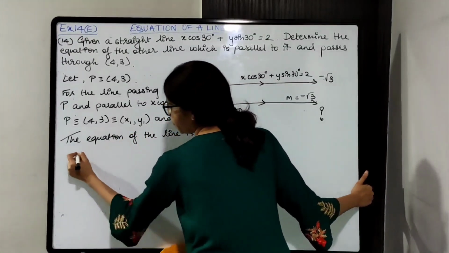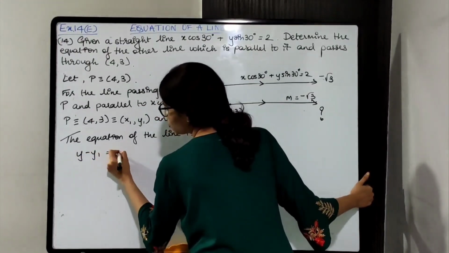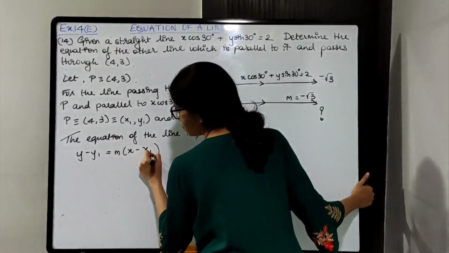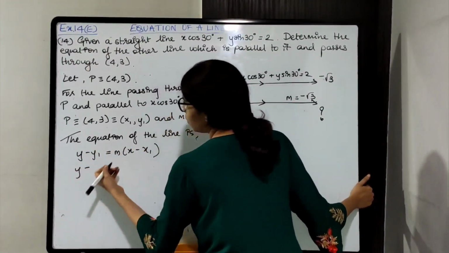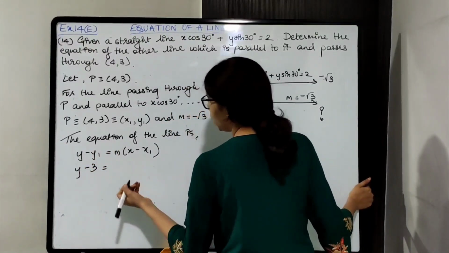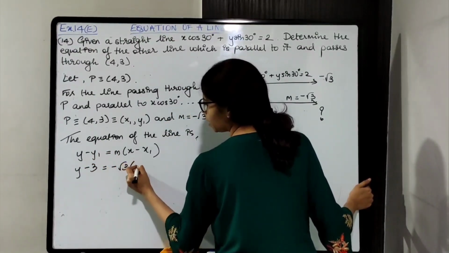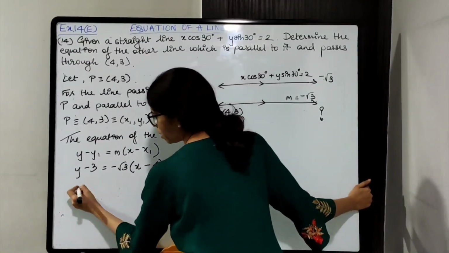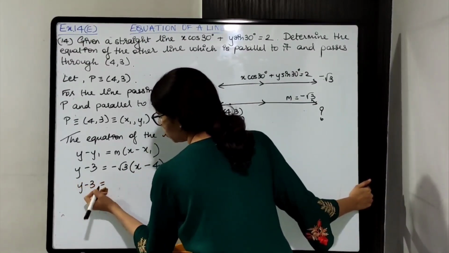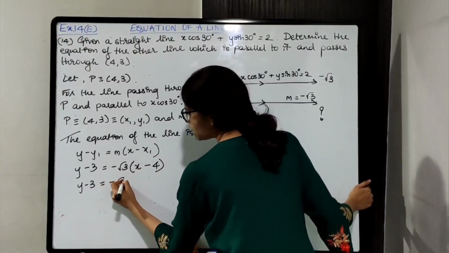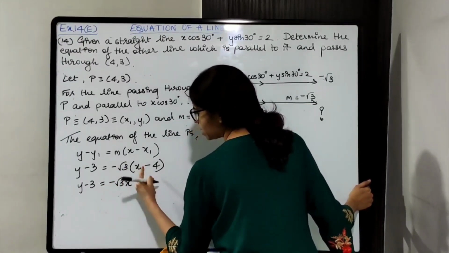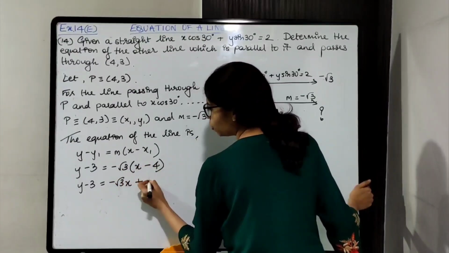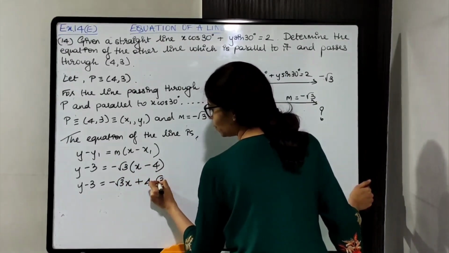is y minus y1 equals m into x minus x1. y1 is 3, m is -√3, x1 is 4. So y minus 3 equals, opening the brackets, minus root 3x, minus into minus plus 4 into root 3, 4 root 3 will come. Okay.